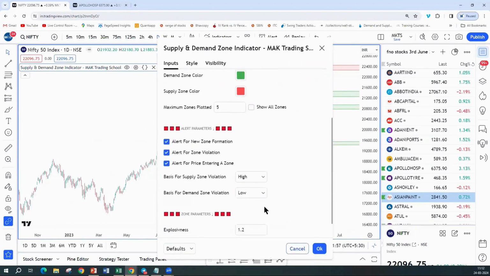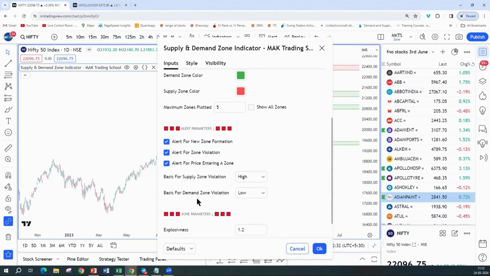Now coming to the important feature of alerts. So as I said, how to track which stock there is a good zone formation, which stock is entering into a demand zone. So there is a feature for alerts. So the moment a zone is formed, I want an alert coming up. So from here, just you can check these boxes. So this will give you alert for zone formations. Whenever a zone is violated, you can set an alert. Price entering a zone, you can set this alert.